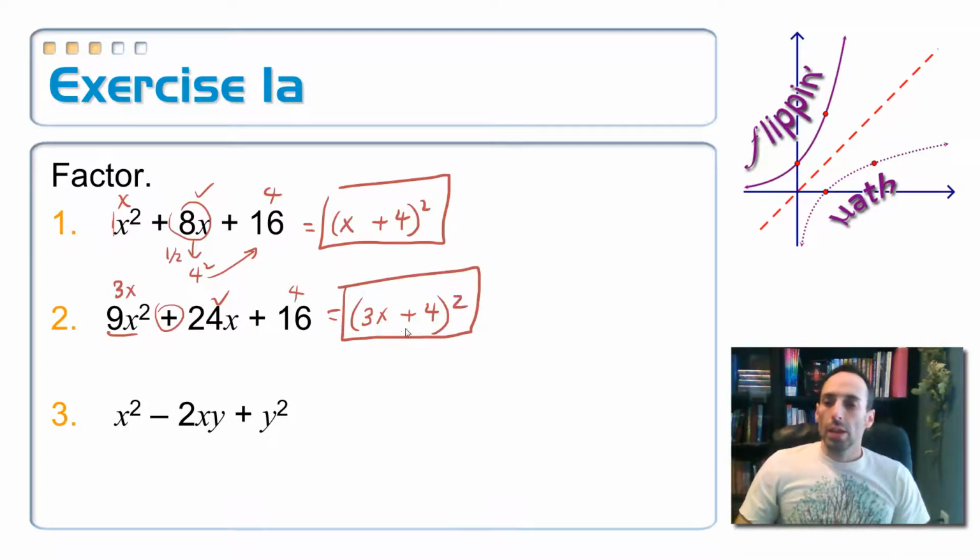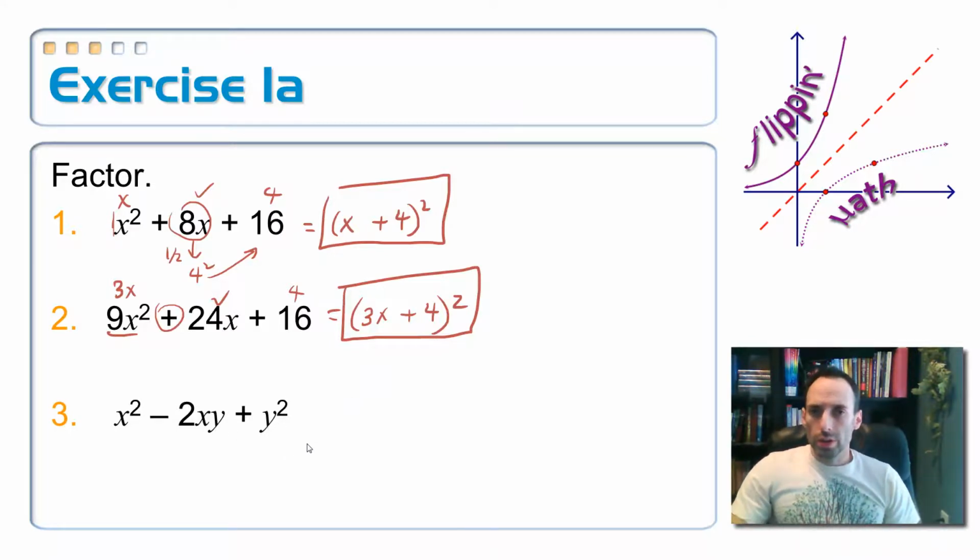So this should factor as 3x, keep the sign that's right there in the middle, plus 4 squared. Okay, so number 3, x squared minus 2xy plus y squared. Even though the leading coefficient is 1, since all of these things are variables, that little shortcut's not necessarily going to work. Okay? So what we have to do instead is go back to the original way.